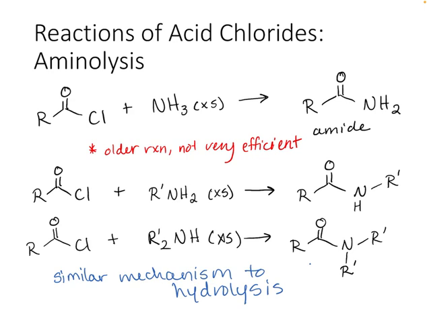So in the next video, we're going to look at reduction reactions with acid chlorides. We'll also look at some example synthesis problems. And then we're going to cover some carbon-based nucleophiles like Grignard reagents, for instance. And then we'll just kind of summarize all of the reactions we've learned for acid chlorides.